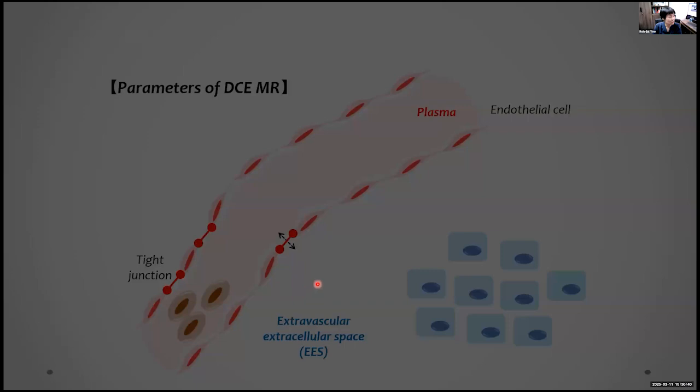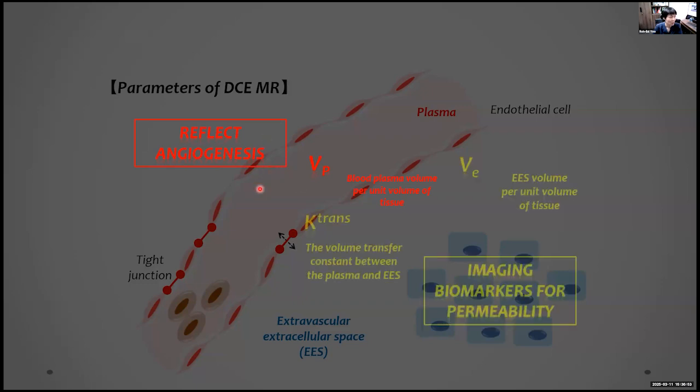So what do the parameters actually represent in terms of the tumors? Vp, which is the blood plasma volume per unit volume of tissue, is thought to reflect angiogenesis for tumors, whereas Ktrans and Ve, which reflect the volume transfer constant between the plasma and EES, or EES volume per unit volume of tissue, are thought to represent imaging biomarkers for BBB permeability.